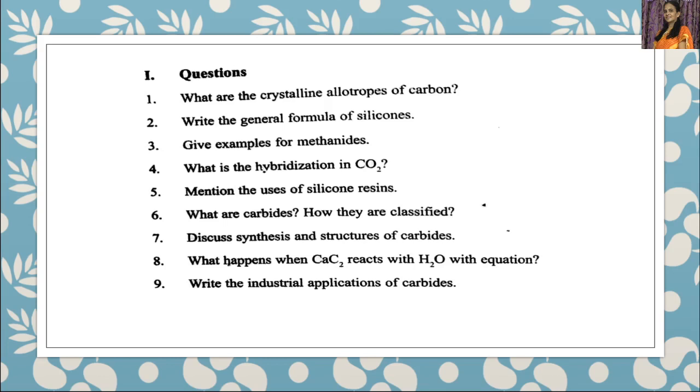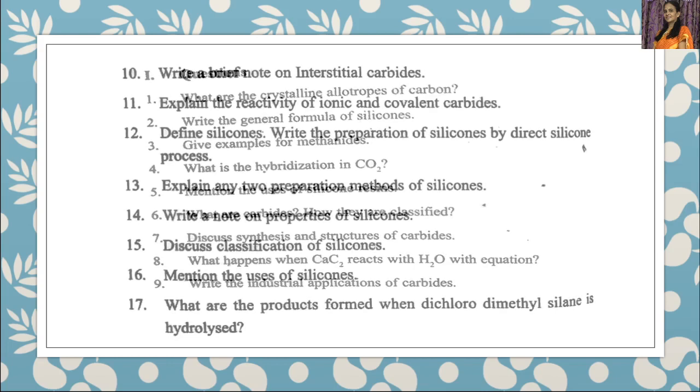And what happens when CaC2 reacts with water, with equation. That is the hydrolysis reaction of CaC2. CaC2 is an acetylide, and when it undergoes hydrolysis, it forms calcium hydroxide, liberating acetylene gas C2H2. CaC2 plus 2H2O gives rise to calcium hydroxide plus C2H2, that is acetylene. Write the industrial applications of carbides. Carbides find a number of applications.